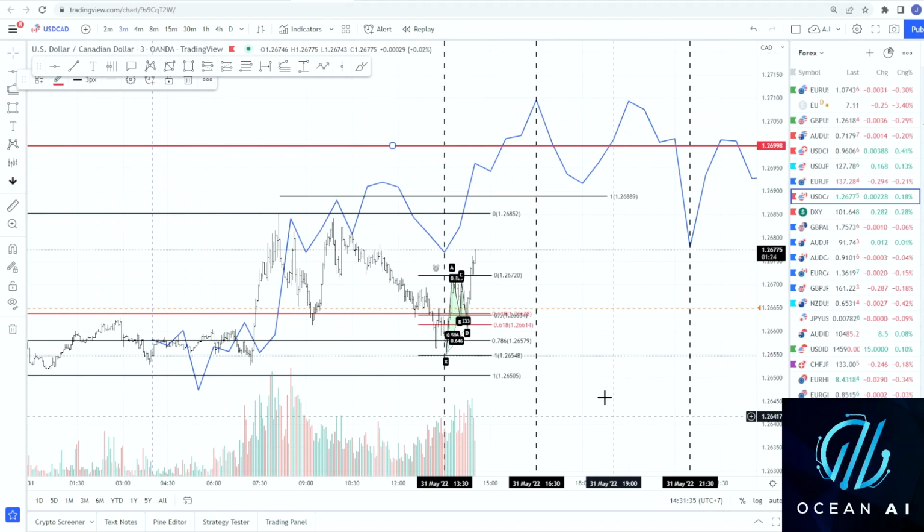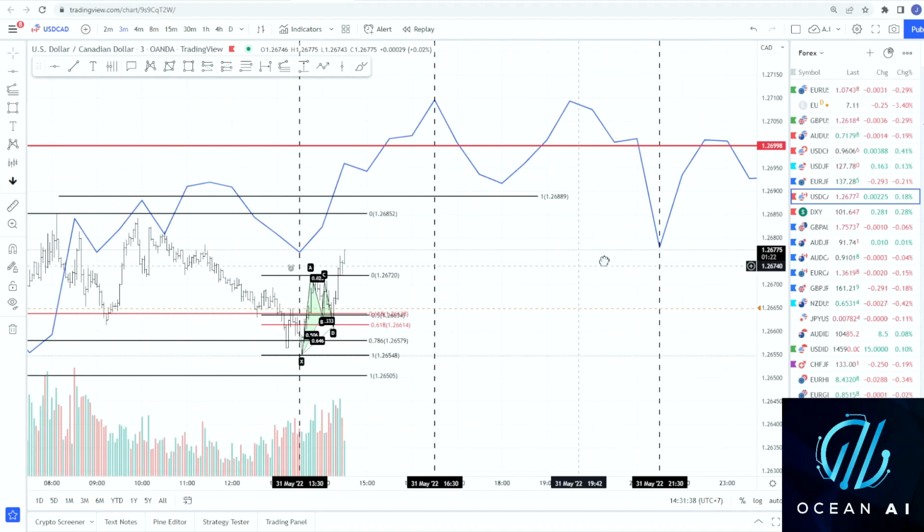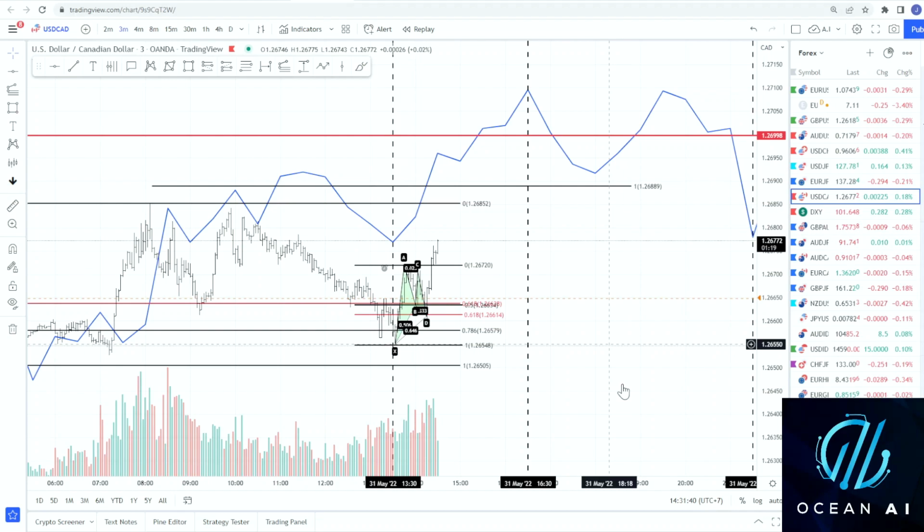Yeah, just looking at a few options with this, what happened with this one and things I look for and how I trade it. So yeah, hope this helps.